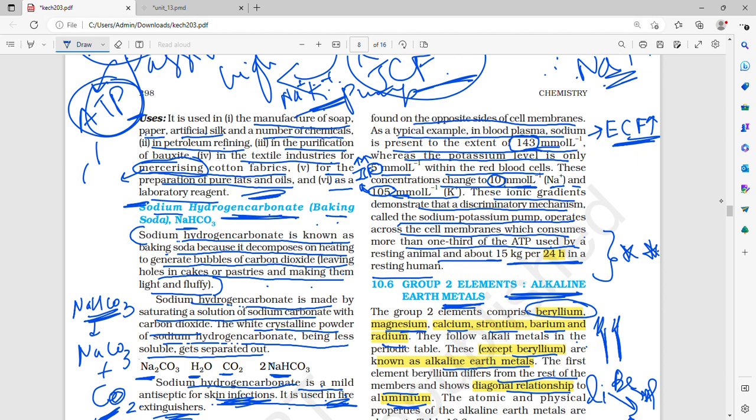So these ionic gradients demonstrate that there is a discriminatory mechanism, and this is called the sodium potassium pump, which operates across the cell membrane and consumes more than 1/3 of the ATP used by a resting animal, and 15 kg per 24 hours in a resting human.